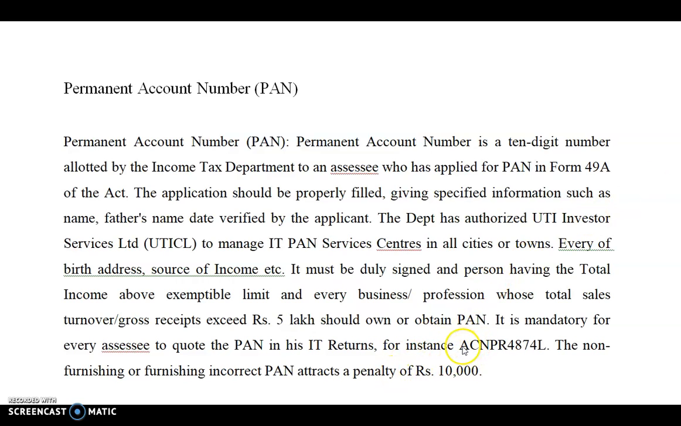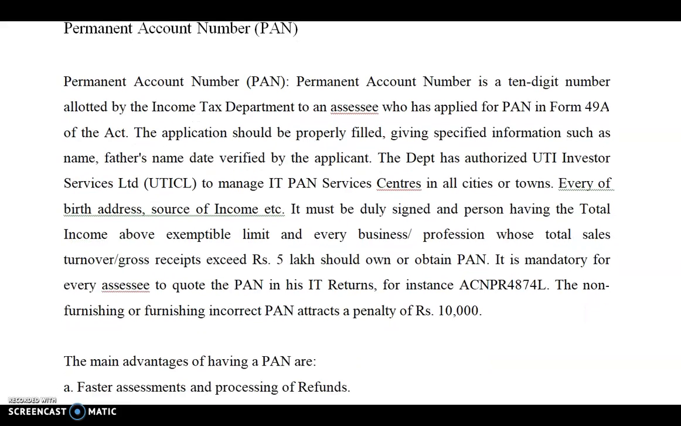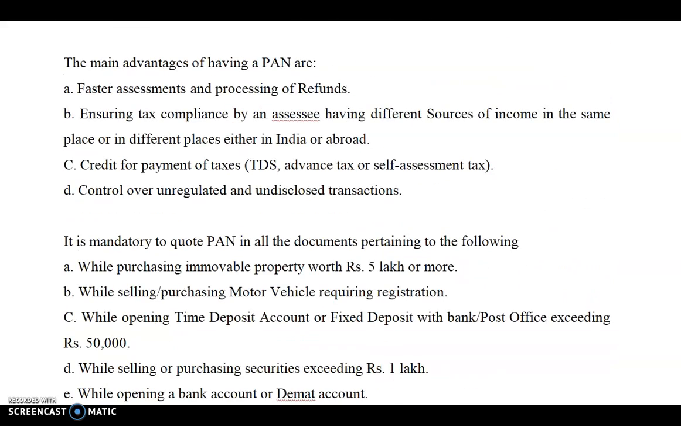We'll see one example of PAN. As I told, 10 alphanumeric characters are there. See, the first 5 are alphabets, the next 4 are numbers, and the last one is an alphabetic check digit. Whenever it is required, you have to furnish PAN. If you are not giving PAN, or if you are giving wrong PAN information, you are liable to be fined rupees 10,000.